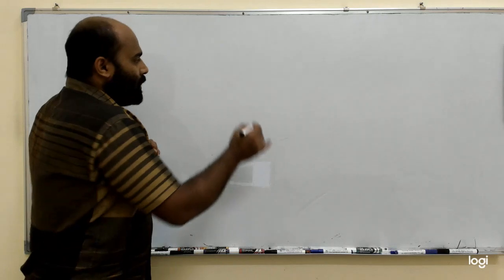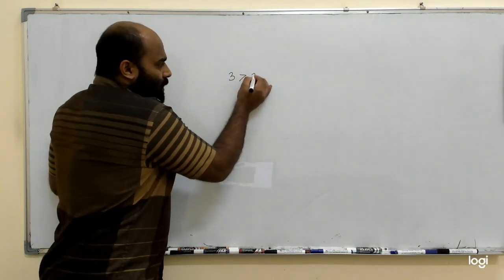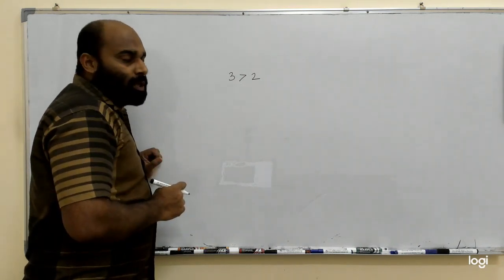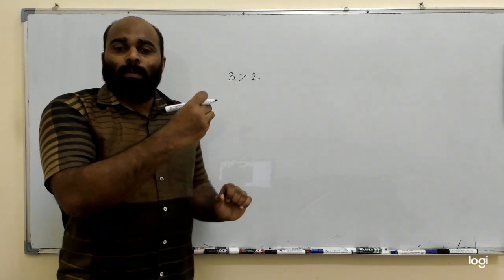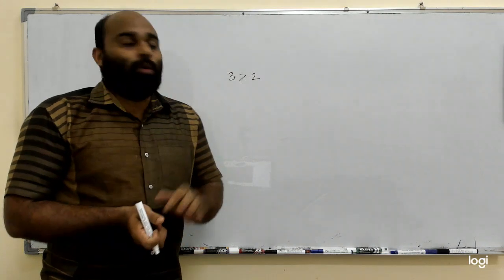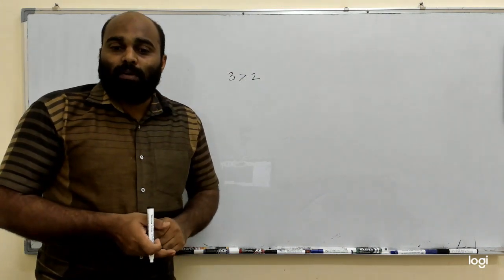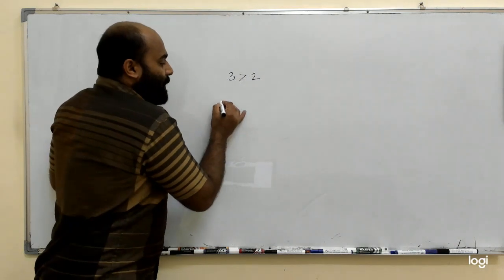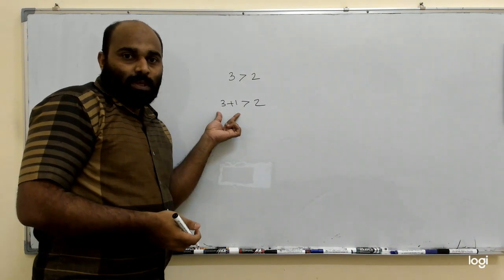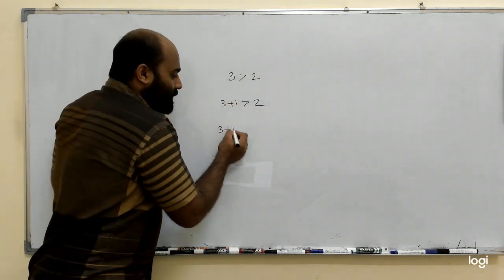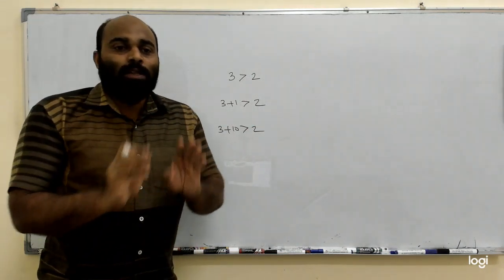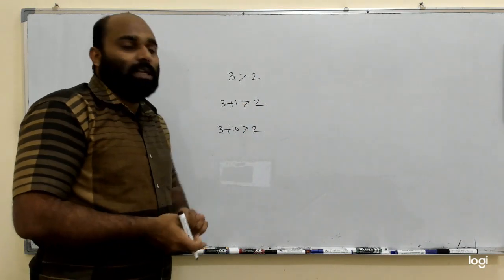Listen. 3 is greater than what? 2. It is a natural number, 3 greater than 2. You can add any natural number on the bigger side of an inequality, nothing will happen. For example, this is the bigger side. If I am adding 1, the inequality still remains, it is still greater only. If I am adding 10 as well, nothing will happen. It is still greater only.